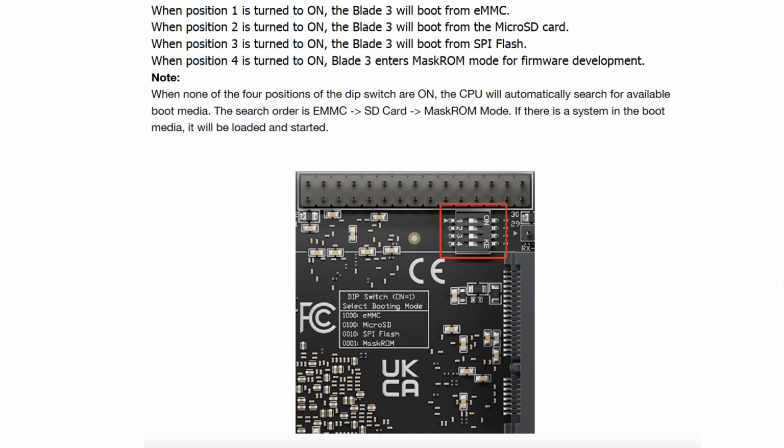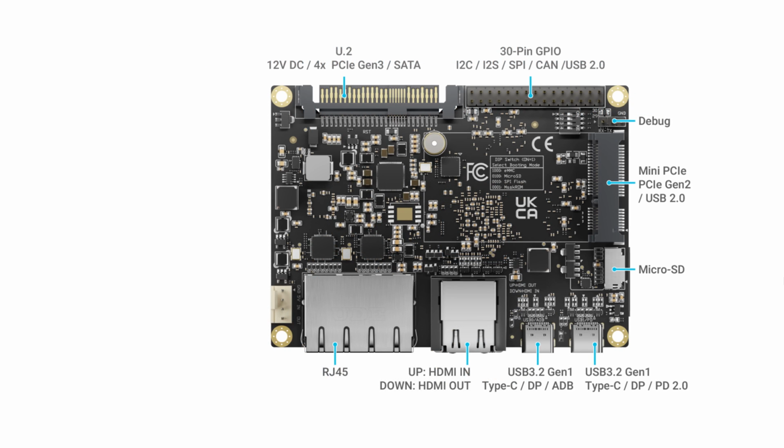These are important. For example, if you want to put the board into maskrom mode, then you set switch 4 to 1. They are very small and I have to use a giant magnifying glass with a small screwdriver to turn them on or off. Then we see the mini PCIe port. This is PCIe Gen 2, one lane. Then the micro SD card reader. It is great, it has a micro SD card reader.